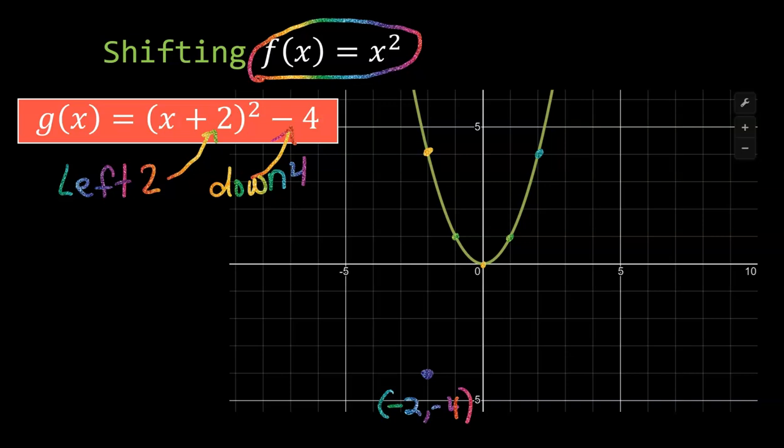Okay, now the same shape is going to stay because we are just shifting and there is nothing else that will affect this function, so the shape is going to stay the same. So that means over 1, up 1, because 1 squared is 1. Left 1, up 1, because -1 squared is 1. Right 2, up 4, because 2 squared is 4. And then left 2, up 4, because -2 squared is also 4. And that will give us this U shape, this parabola there. And that is how you shift a function.